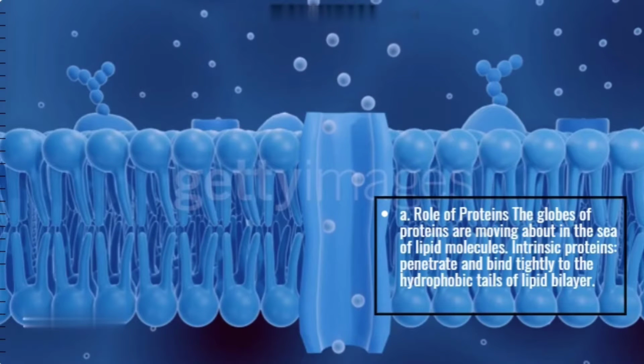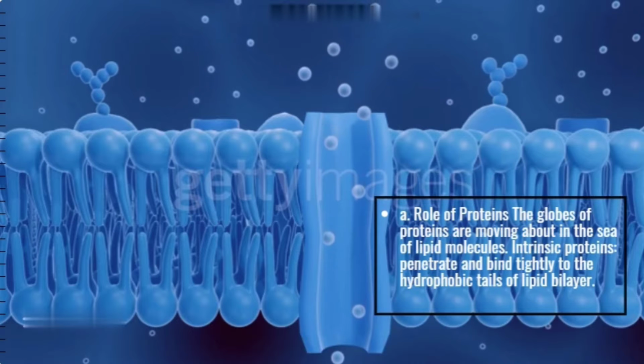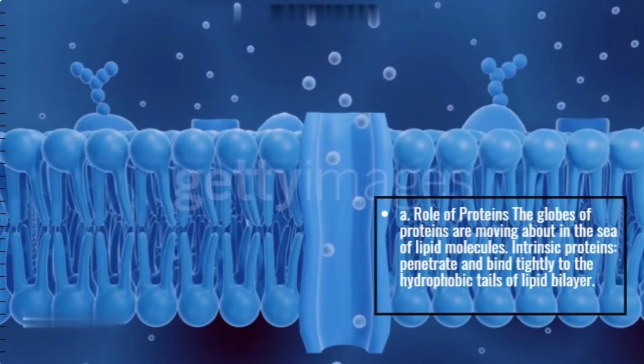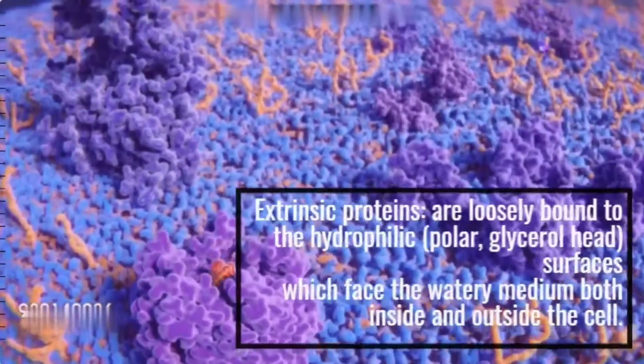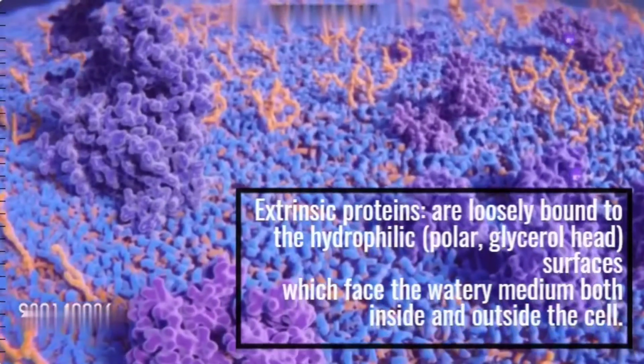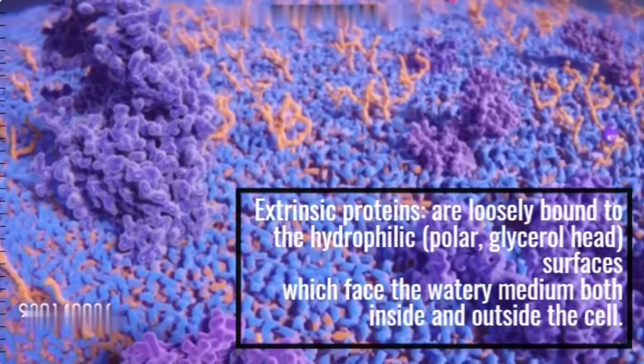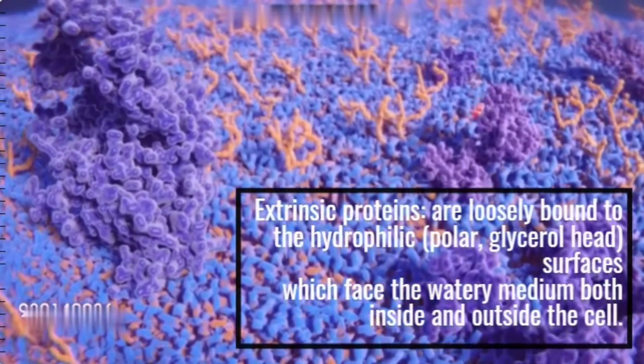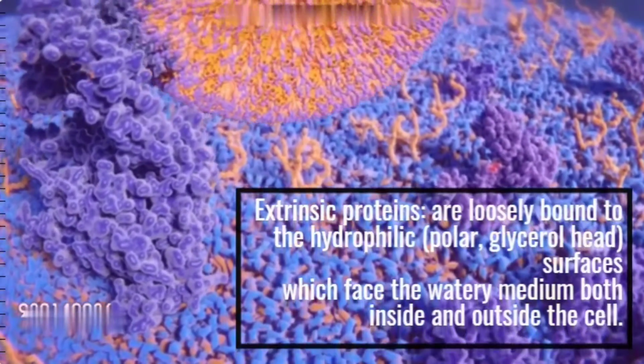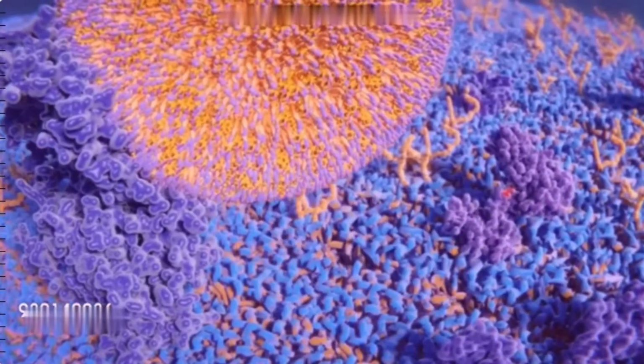A. Role of proteins. The globules of proteins are moving about in the sea of lipid molecules. Intrinsic proteins penetrate and bind tightly to the hydrophobic tails of the lipid bilayer. Extrinsic proteins are loosely bound to the hydrophilic, polar, glycerol head surfaces which face the watery medium both inside and outside the cell.